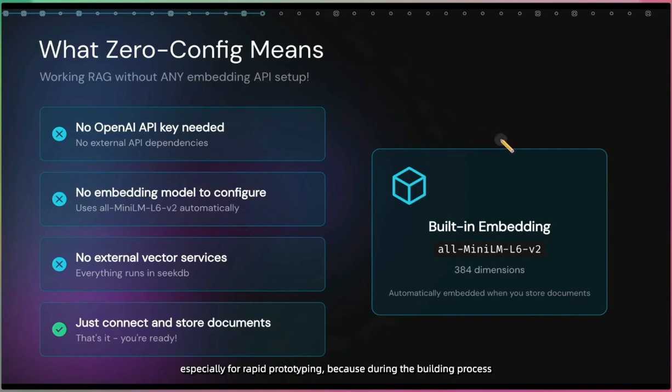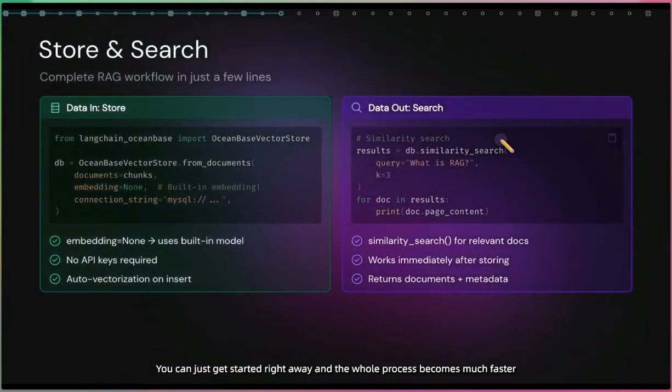prototyping. Because during the building process, you don't have to worry about things like if you've never worked with RAG before, you might first need to figure out what a vector model is, and then find a way to connect to an online vector model. And then you'd also have to know its dimensions and deal with a bunch of other stuff. But now you don't have to worry about any of that. Basically, you just pass your data directly to the database, and you can even forget about vectorization altogether. You can just get started right away, and the whole process becomes much faster.